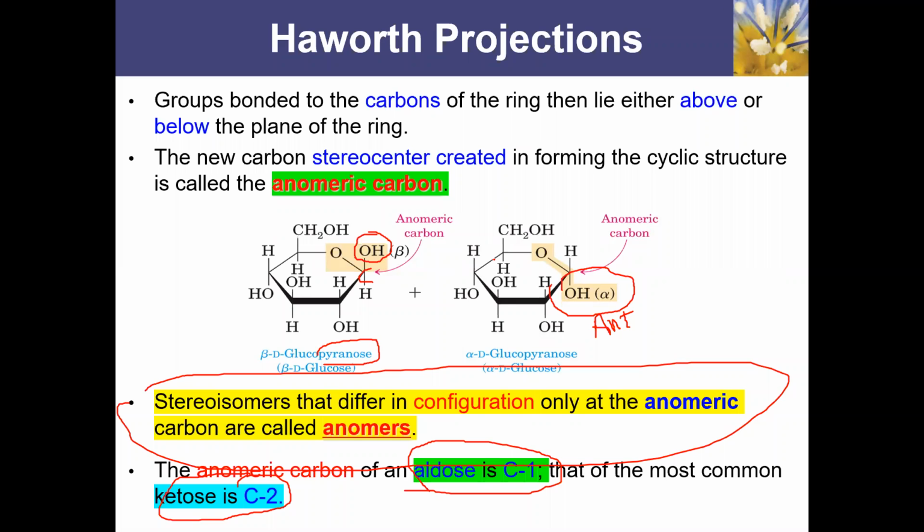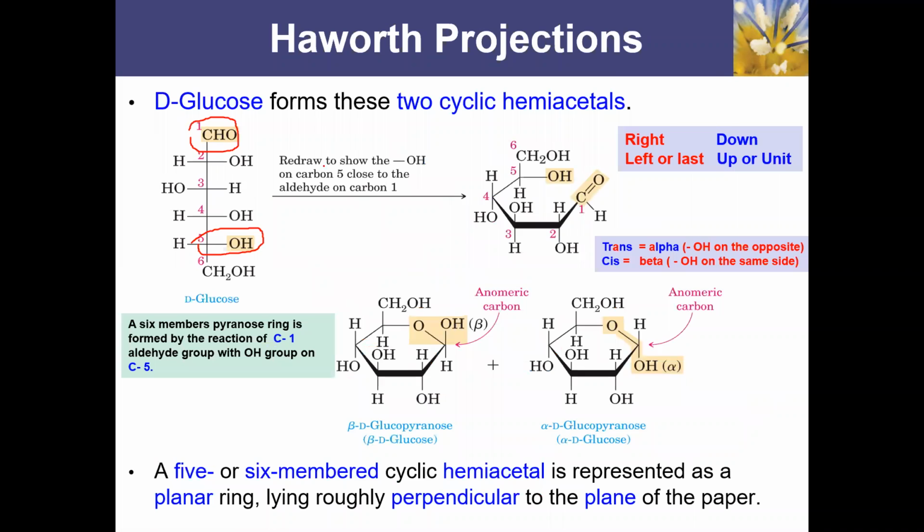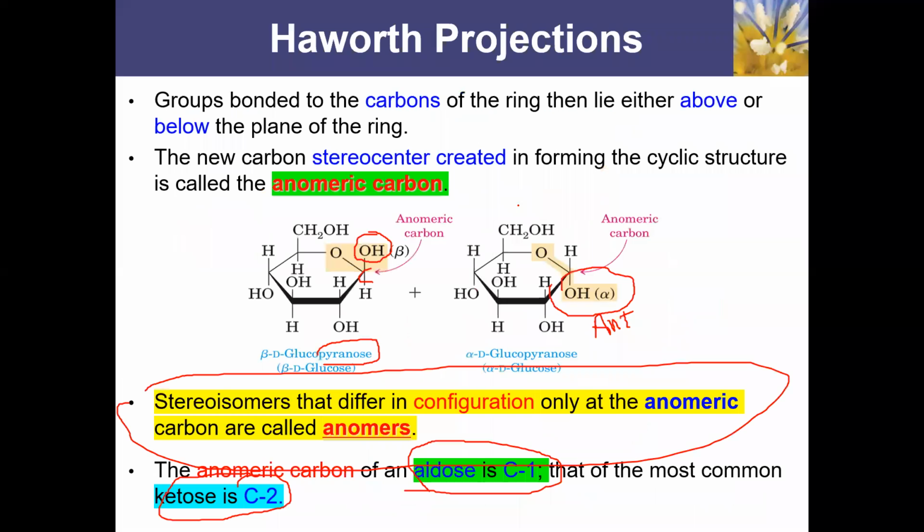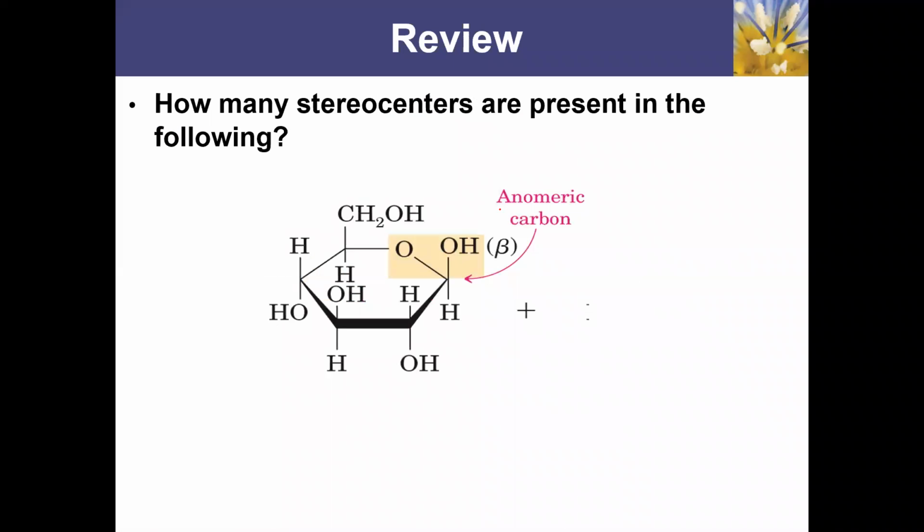Remember, the intramolecular cyclization takes place between the carbonyl and the OH. The ketose sugars have the carbonyl group here, they don't have it at carbon number 1. So you should know how to identify an aldose and a ketose. For example, fructose is a ketose.